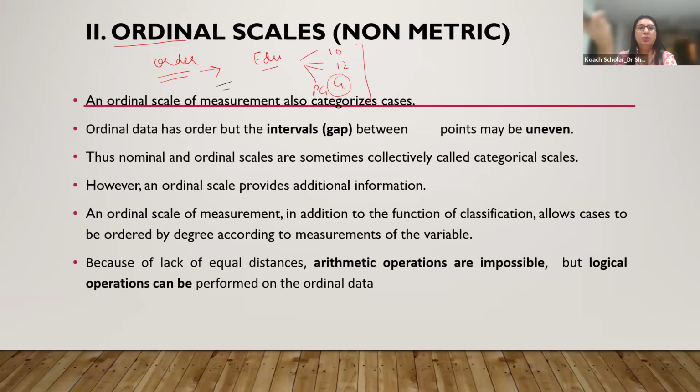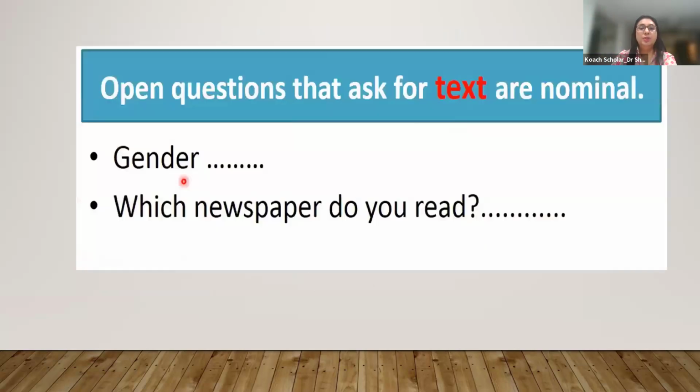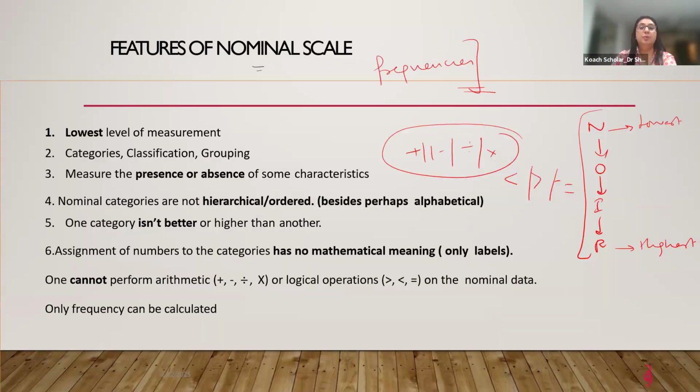Right? Because we don't know what is the distance between 10th and 12th in terms of measurement. We don't know the distance between 12th and graduate. We don't know the distance, but what we know is that order. 12th 10th के बाद ही होती है, graduation 12th के बाद ही होती है. So we assume that a person who is a graduate is considered to be better qualified than any 12th pass. Right? So here what we can do is we can perform logical operations.